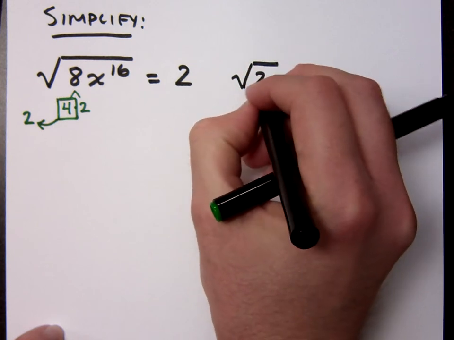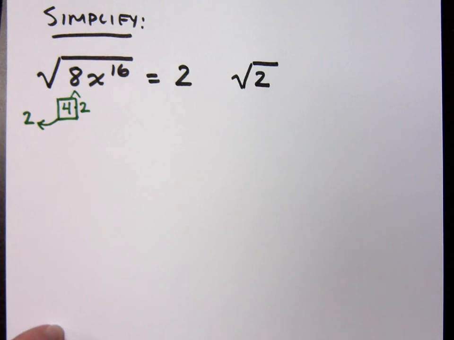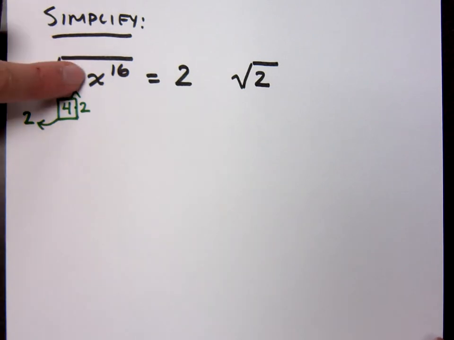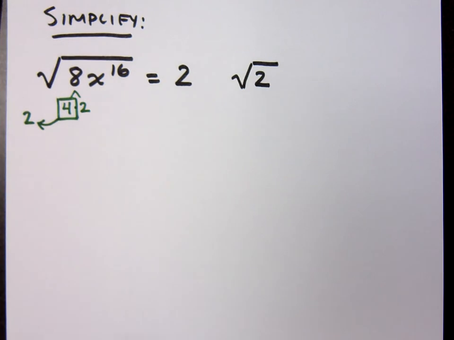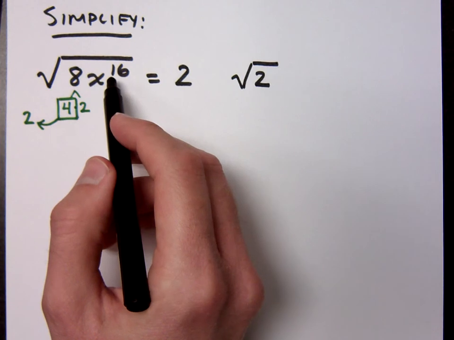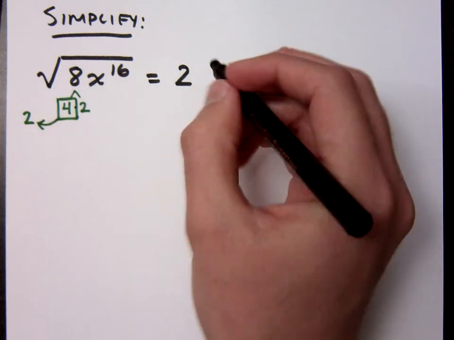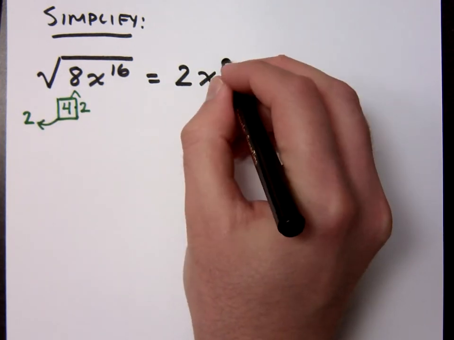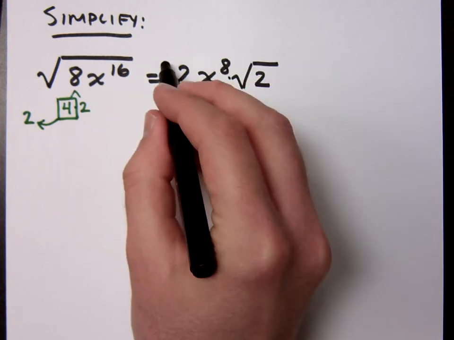2. Now when I look at the x to the 16th, since it's an exponent, you get to divide it by the index. You have to be able to identify the difference between a coefficient and an exponent. The exponent divided by the index gives you what? x to the 8th.